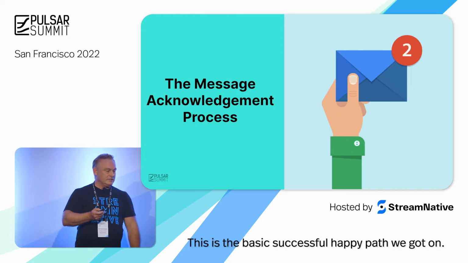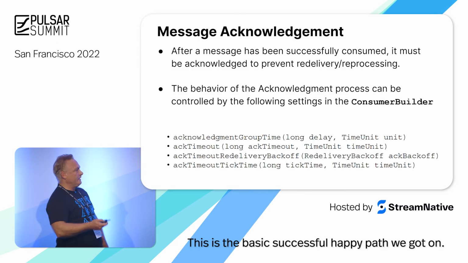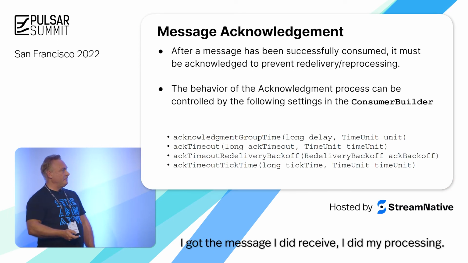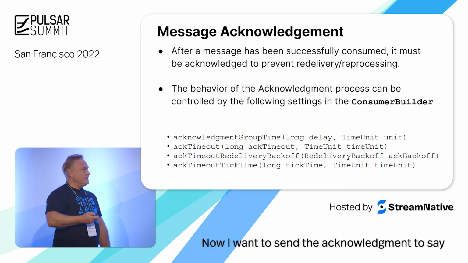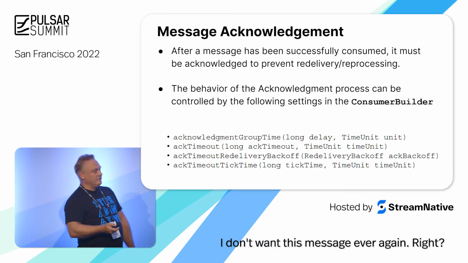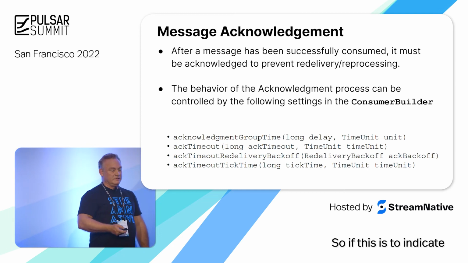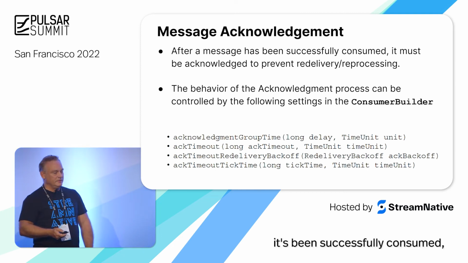This is the basic successful, happy path we got on. I got the message, I did a receive, I did my processing, everything was happy, everything worked fine. Now I want to send an acknowledgement to say I don't want this message ever again, right? So this is to indicate it's been successfully consumed.